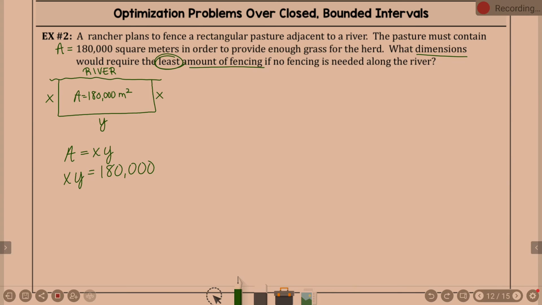What are we trying to minimize? It said the least, so we're trying to minimize. The amount of fencing. We're not trying to minimize or maximize area. Perimeter, yes. So what is the perimeter of fencing here that we're going to need?